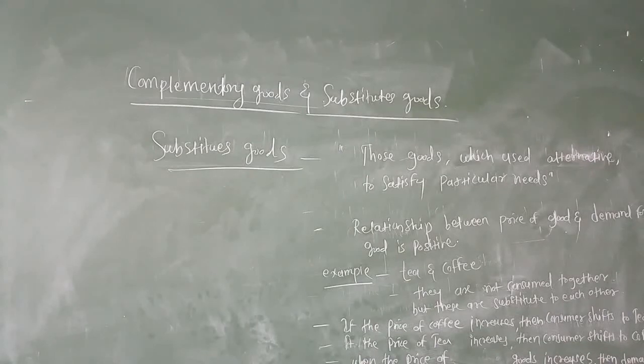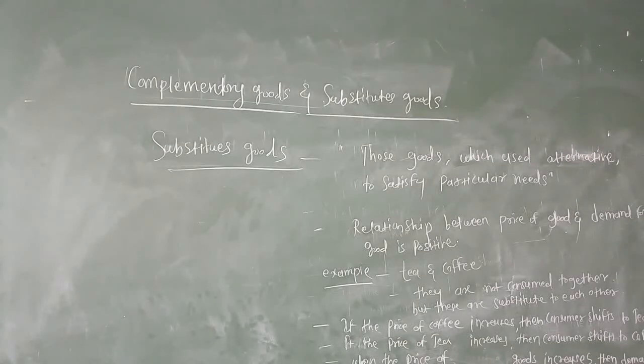So students, this is all about the complementary and the substitute goods. In your examination, this question will be asked for 4 marks. Write the differences between complementary goods and the substitute goods. That time you should first write the definitions of the complementary goods and the substitute goods. Means the complementary goods means those goods which are consumed together, and the substitute goods means those goods which are used as an alternative to satisfy a particular need.